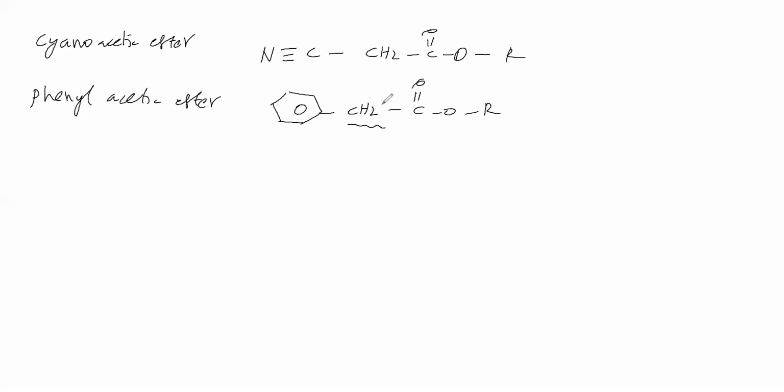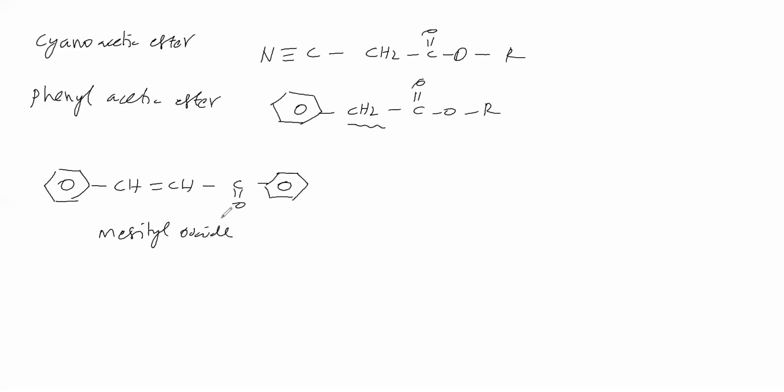Then we have to take an alpha beta unsaturated compound. What is the example of an alpha beta unsaturated compound that we use for a Michael addition? Here a phenyl ring, CH double bond CH, then C double bond O, phenyl ring. This is mesityl oxide, we can say.